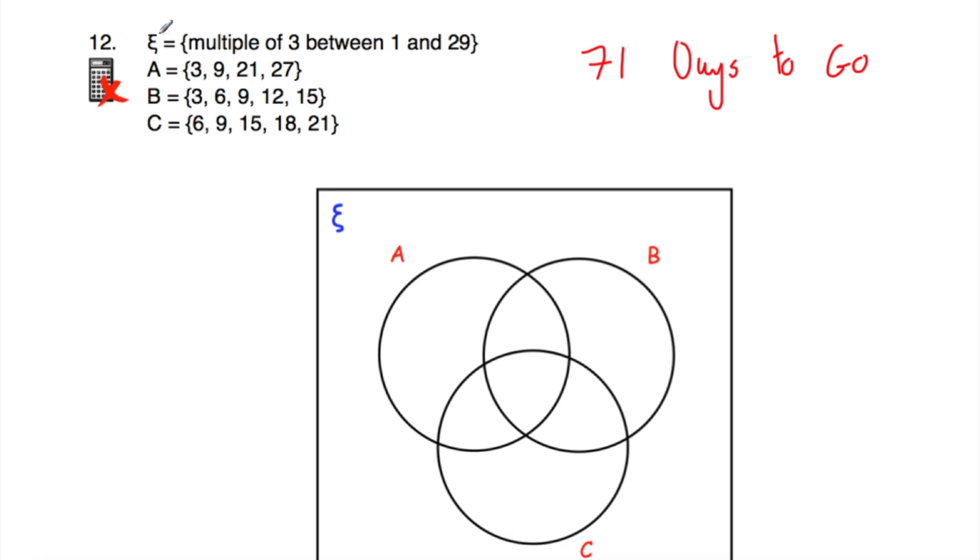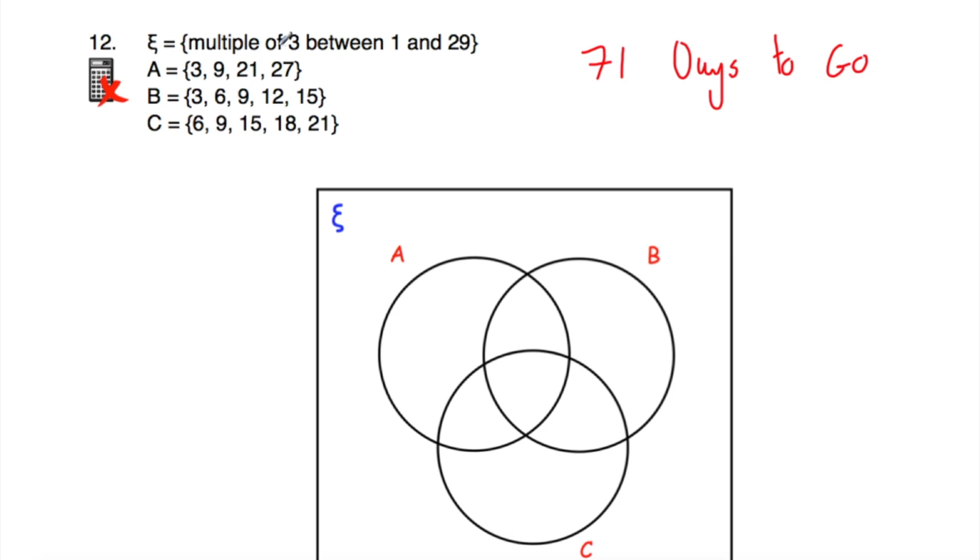So in terms of this question, the first thing I would do is look at this universal set, and it says multiples of 3 between 1 and 29. So I would list the multiples of 3 between 1 and 29, so all of those numbers. And then obviously we've been told some information: A is the set 3, 9, 21, 27, B is 3, 6, 9, 12, and 15, and C is 6, 9, 15, 18, and 21.